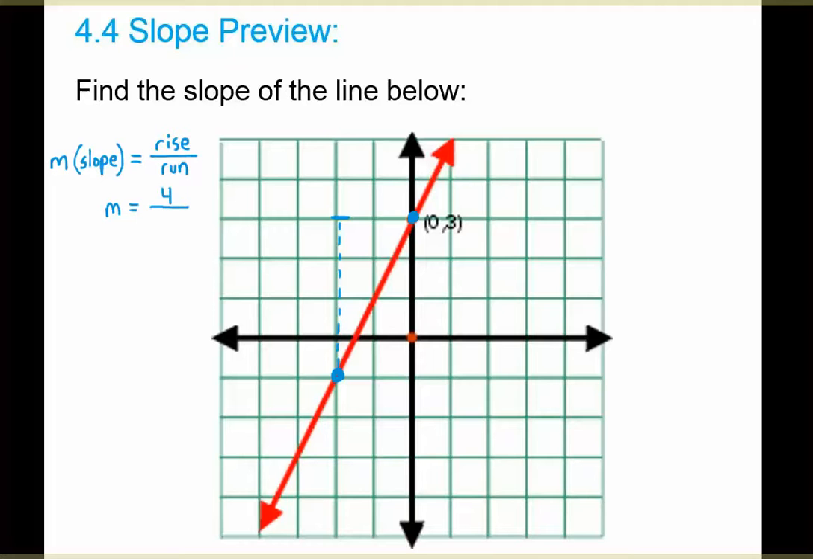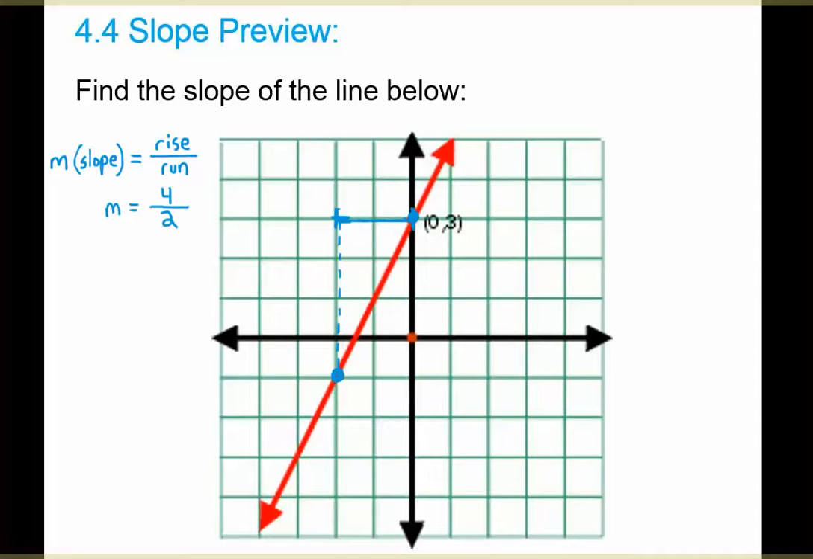And I'm going to put that over my run. The rise is like the vertical component. The run is like the horizontal component. Continuing where I left off, I'm going to see how far I move over to get to that second point. It's the distance between here on the left and here on the right. If you count the hash marks there, we're talking about a run of 2.